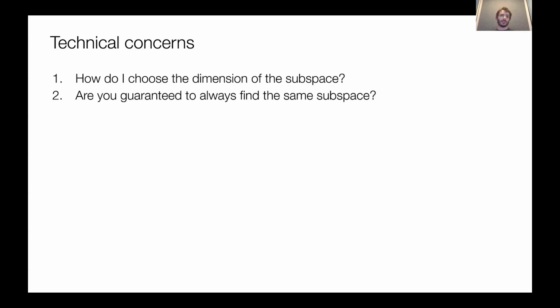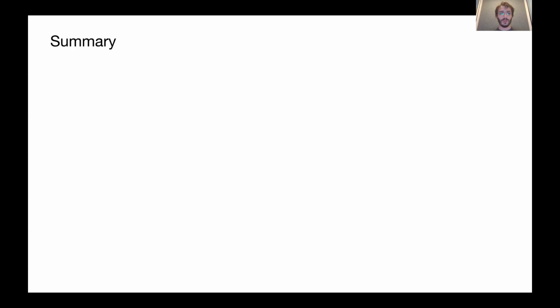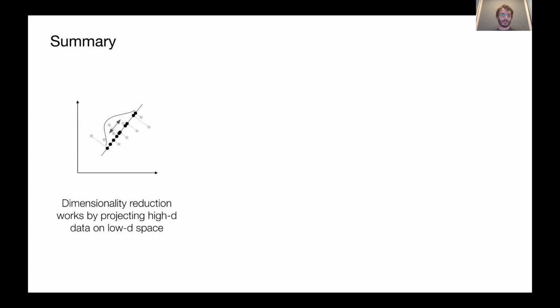Okay, so at this point, you might have technical questions or concerns. How do we choose the dimension of the subspace? How are you guaranteed to always find the same subspace, and so on? If you have questions related to this, I invite you to look at our paper where we address these technical types of questions.